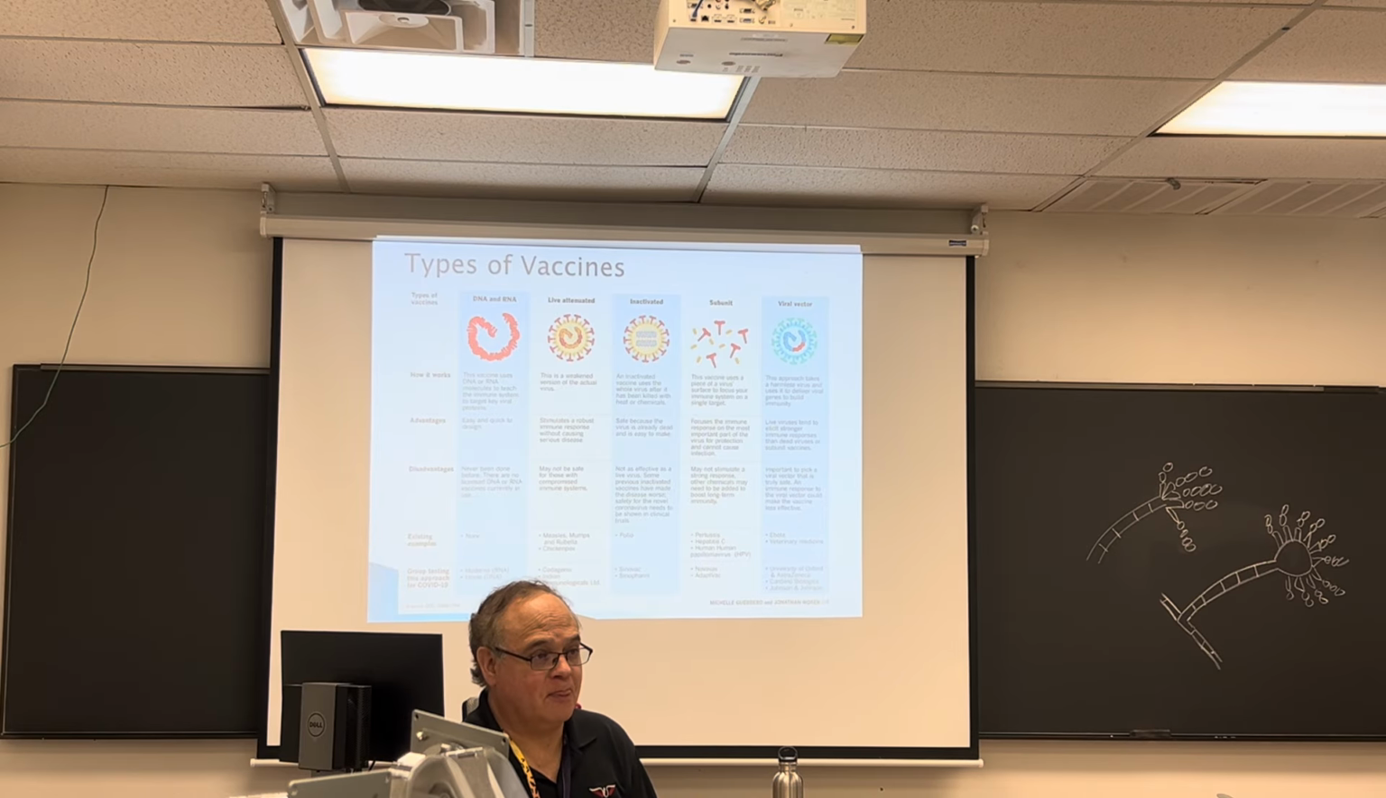What does that mean? What did you say? It can revert to virulence. What does that mean? It can cause the infection that it's supposed to be protecting you against. That happened with polio. It happened in the 1950s. There's a book about it. It's called the Cutter Incident.